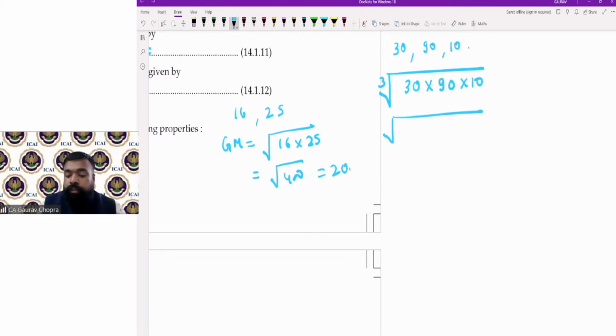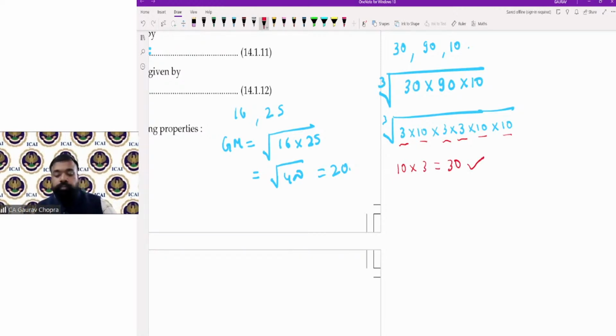Make the pairs. 30 can be written as 3 into 10. 90 can be written as 3 into 3 into 10. And 10 is already available. Now, since 10 is getting repeated 3 times, we can take 10 outside the root. Number 3 is also coming 3 times, so this can also be taken out. So the result will be 30. So the cube root will be 30. Okay. So in this way, you can calculate the geometric mean.